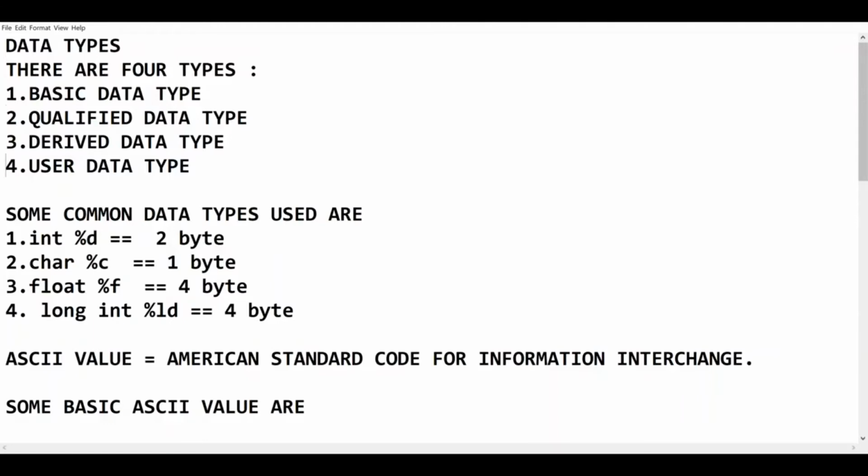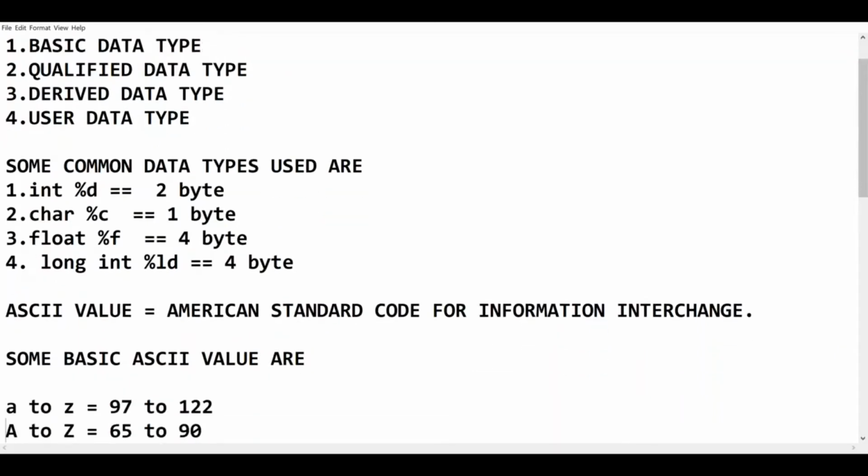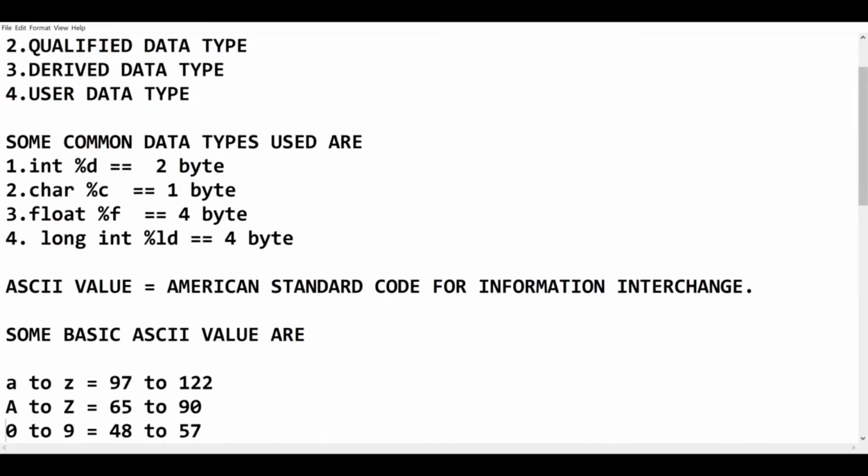Then moving on to ASCII value. So what is the full form of ASCII? The full form of ASCII is given on the screen, that is American Standard Code for Information Interchange. We have some common ASCII values which we use regularly: for small a to z it is 97 to 122, capital A to Z is 65 to 90, and for numerals 0 to 9 it is 48 to 57.